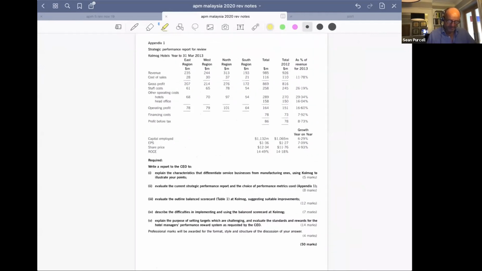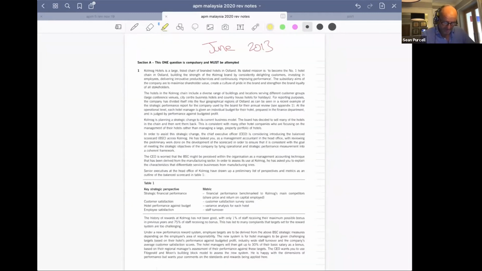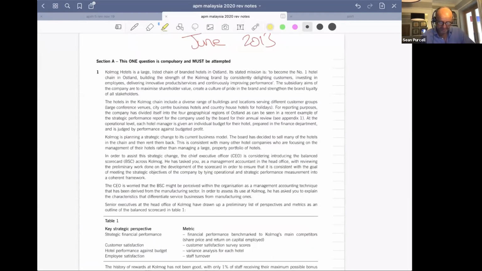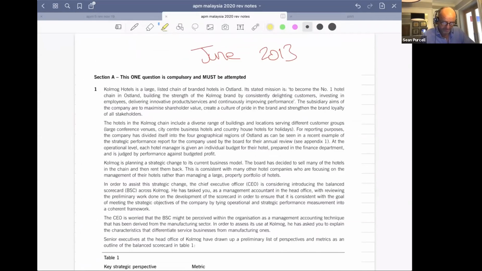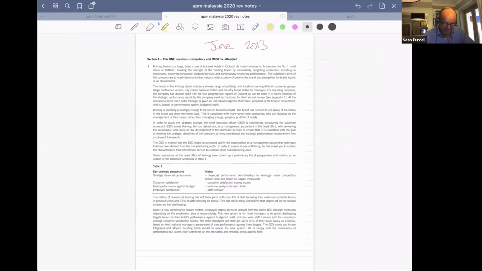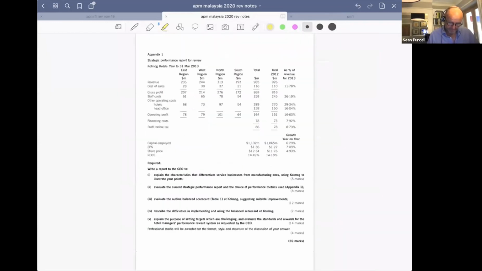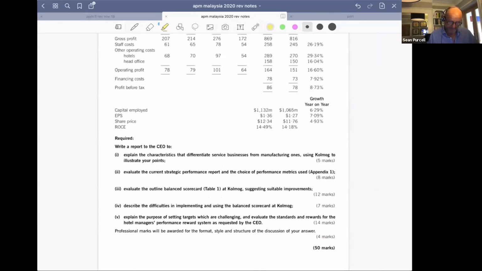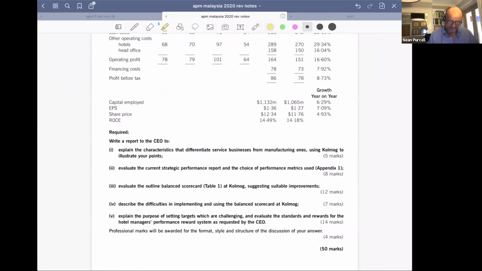And what do we need to look out for? So this is about a hotel. It's a large listed chain. Its mission is to, so it's important, well, what I would tend to do is maybe begin by reading the requirements. I'm not going to do all of it, but here, the characteristics that differentiate service businesses from manufacturing ones, using Colmog to illustrate your points, is only 5 marks. Okay, so I've got that one clear.